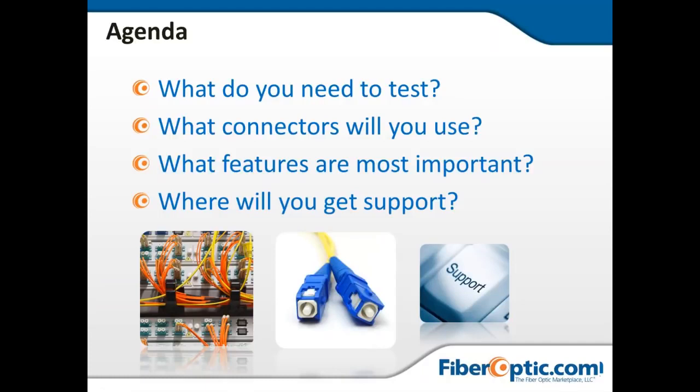Okay, for the agenda, there are 4 main topics that I'll try to address throughout the presentation. First is what do you need to test fiber? If you're going to use an OTDR, that's certainly one of the mechanisms that you can use to test a fiber. Others are power meters and light sources, and this is all the physical layer testing procedures that we're talking about here.